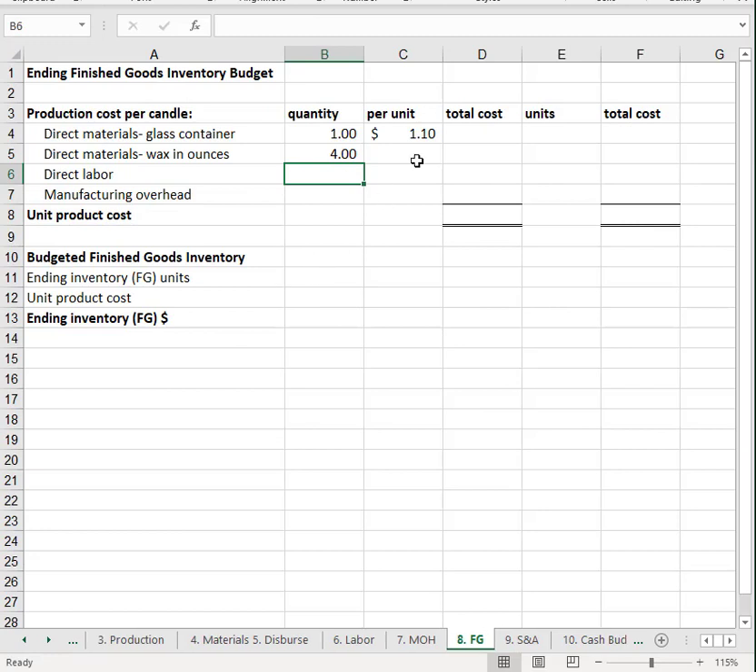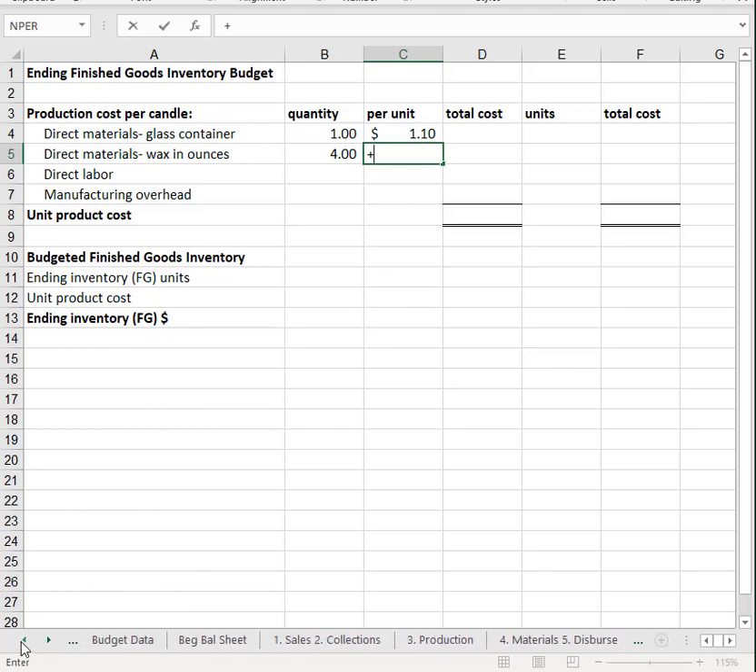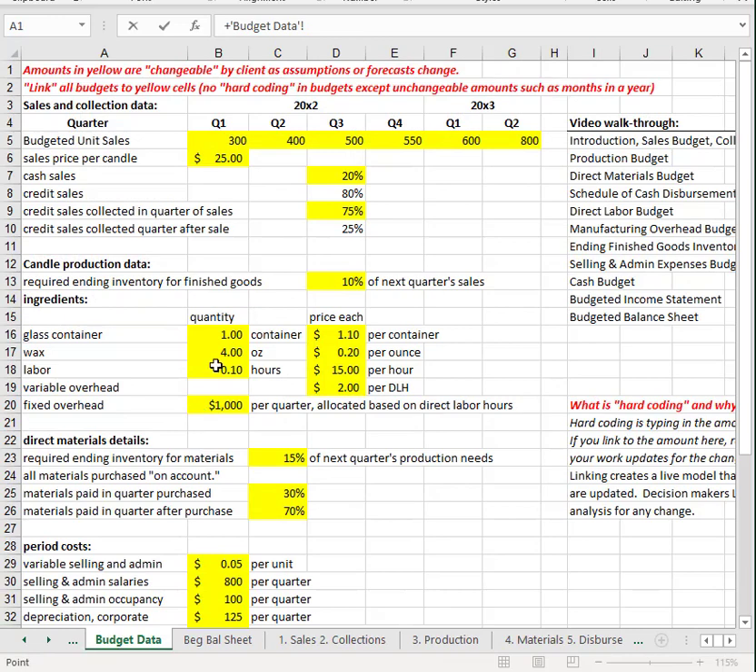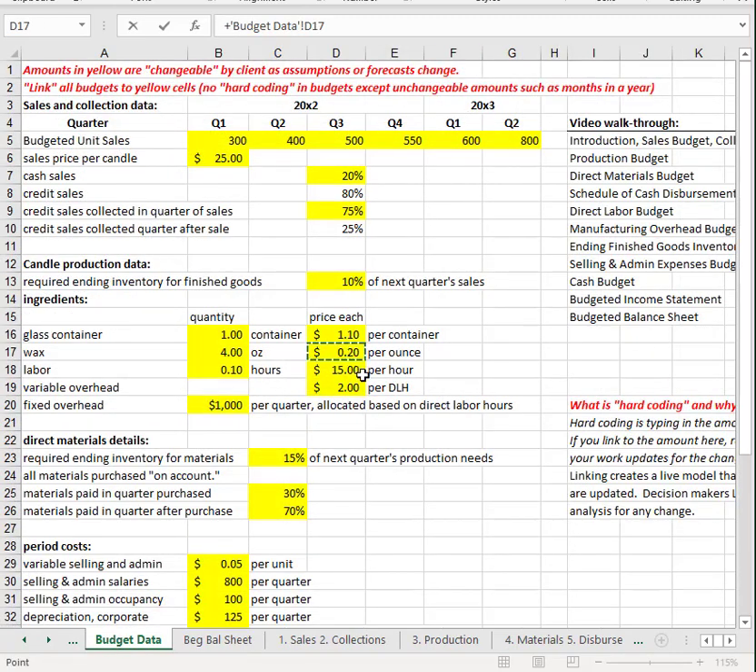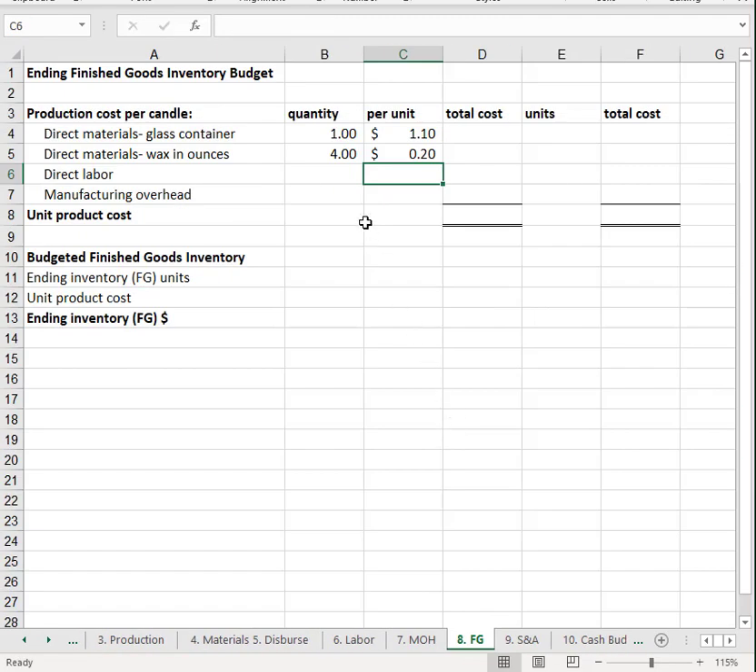4 ounces for each of them. And what is the cost for each of those? Again, by doing either equal or plus to let it know that it's a formula. Going back over here to the budgeted data, finding the ounces, hit enter, and then that populates. Whoops, that's not what we wanted to do there. So let's do it again. Plus, and just delete it if you get it wrong and do it again. 20 cents an ounce, hit enter.